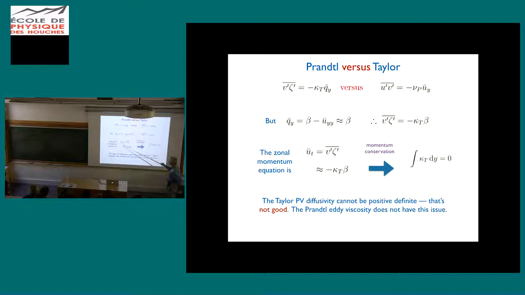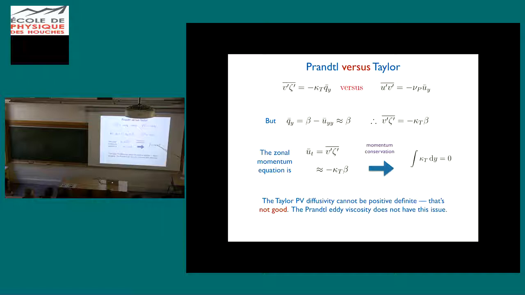The prediction would be that u bar is kappa Taylor times beta over mu, but to conserve momentum, the integral of u has to be zero, which would imply that any model for the Taylor diffusivity you could pick would have to have that structure, that the integral of the Taylor diffusivity with respect to y would be zero. Otherwise, it would not be conserving momentum on the beta plane. In other words, beta times kappa Taylor is the net source of zonal momentum with this closure. And that source, we know, has to have both signs, because there's not actually a source of net momentum.